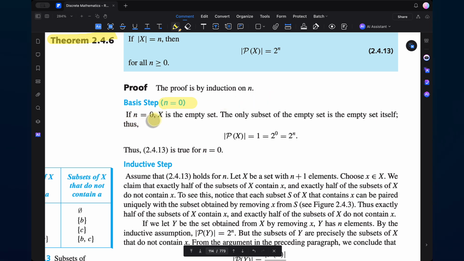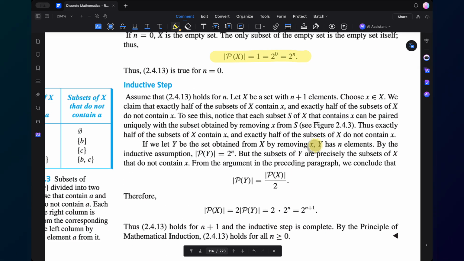So if n is equal to 0, then X is the empty set, right? And the only subset of the empty set is the empty set itself. Thus, the number of elements in the power set is 1, which is 2 to the 0, which is equal to 2 to the n. So that's correct.